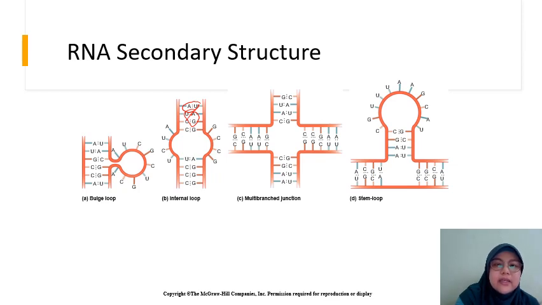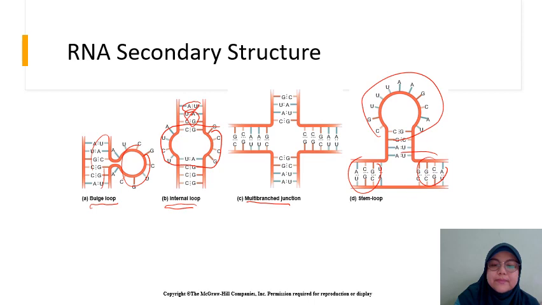And then in regions where it is non-complementary, like here, they have bases that are projecting away from the double-stranded regions. So you would get all these different types of secondary RNA structures. This one is called a bulge loop here, complementary, non-complementary. This is an internal loop. This is a multi-branch junction. And also the stem loop here. This is your complementary region, and here would be your non-complementary region.